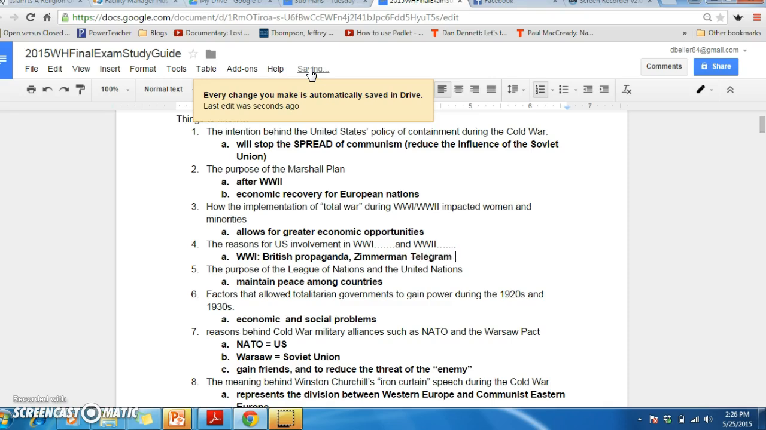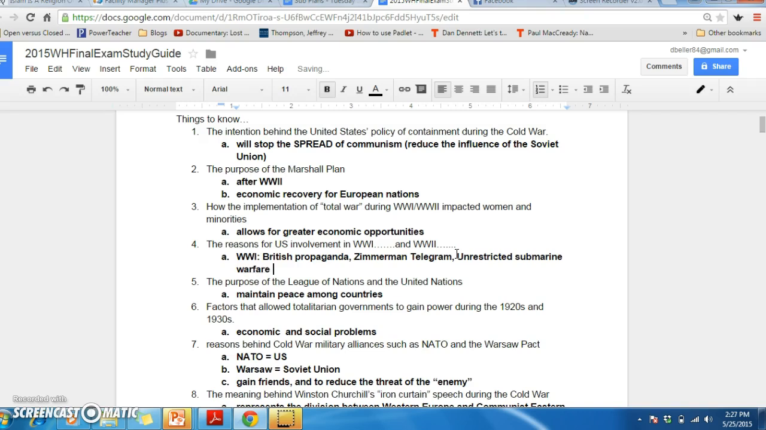telegram. This was the secret telegram that got exposed, and it was a plan by Germany to propose an alliance with Mexico. And if Mexico allied themselves with Central Powers, Germany would ensure that they would get land back from the United States. And the last one, unrestricted submarine warfare. All right, it was a violation by the Germans of our freedom of the seas.